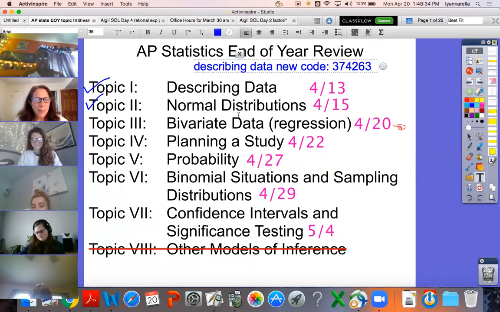Okay, so today is bivariate data, which is just regression analysis. It's just a fancy word for two different variables on an X and Y axis. So we call that the regression analysis.